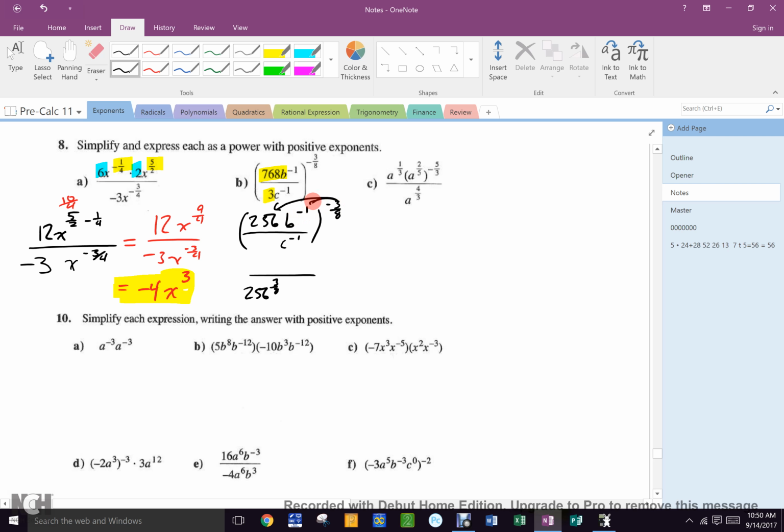This guy, b, now has a positive denominator, doesn't it? Because negative 3 times negative 1 is b to the 3/8, yes? And c now is c to the 3/8. Is everything positive? Am I okay? The only thing I might be able to check is 256. Does 256 have an 8th root?